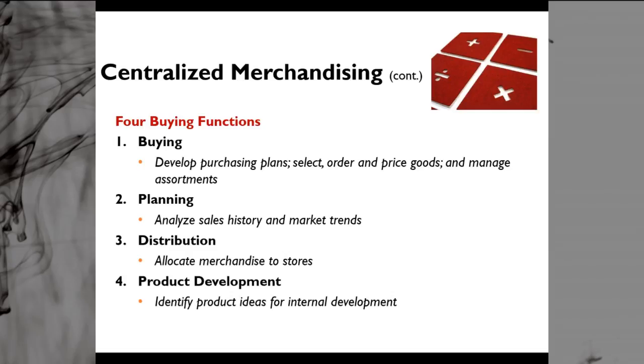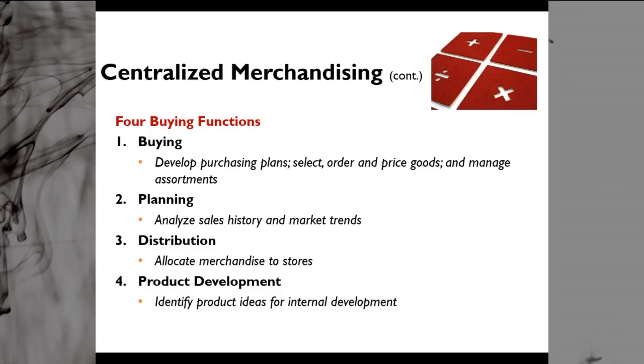The first one is going to be centralized merchandising. Centralized merchandising is basically all controlled by the main headquarters. So all four buying functions, including buying, planning, distribution, and product development, will be controlled by the main office. That means the main headquarters, the biggest place of the company.